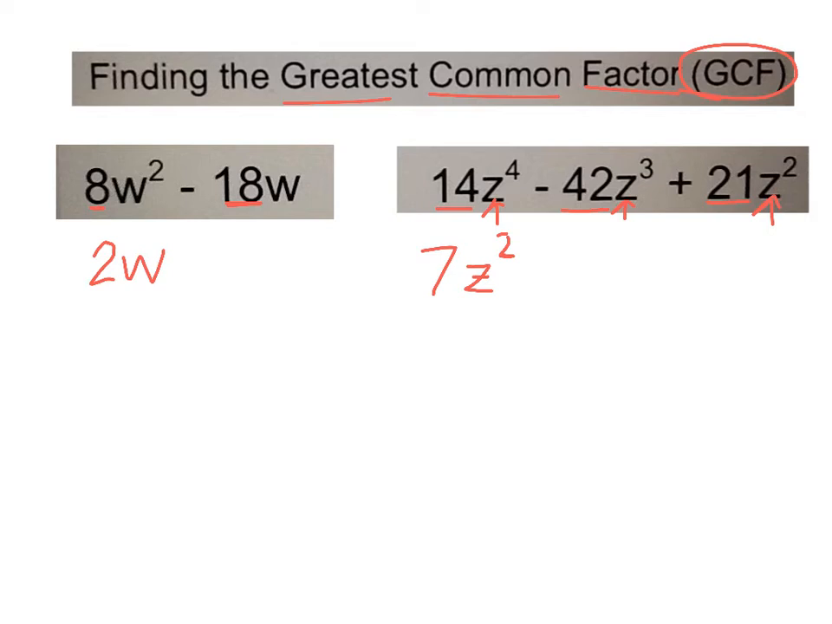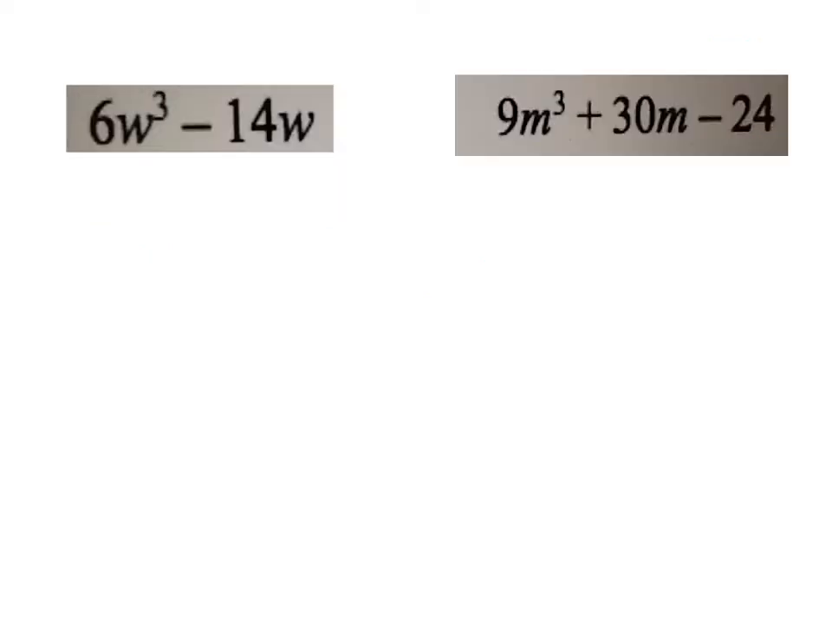Okay, that's kind of the start of finding the greatest common factor. Just so you can see all types, let's look at a couple more. So here it's 6w to the third power minus 14w. Factors of 6 are 6 and 1 and 3 and 2. None of those are a factor of 14 except for 2, so the greatest common factor here would be 2w, because they both have a variable, and the regular w is the smallest.